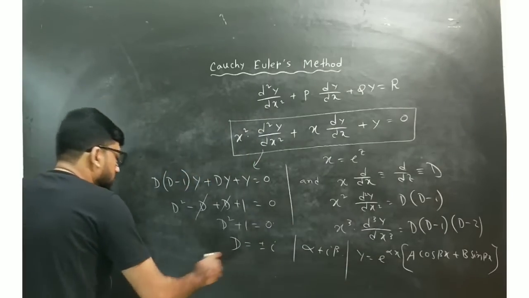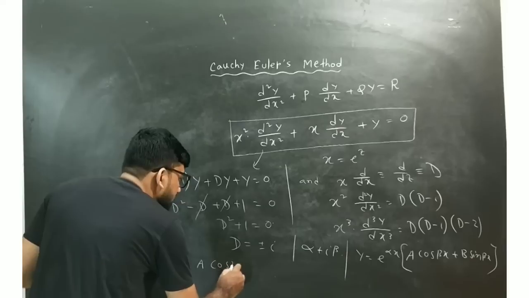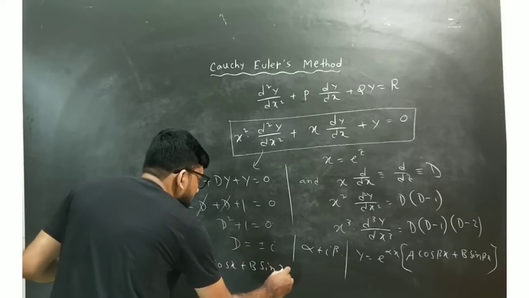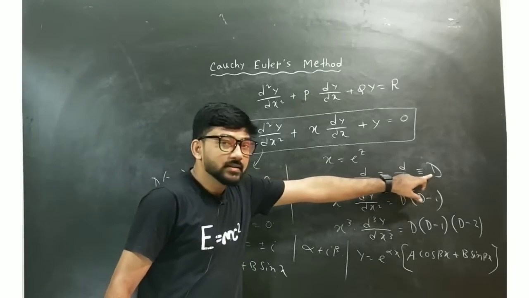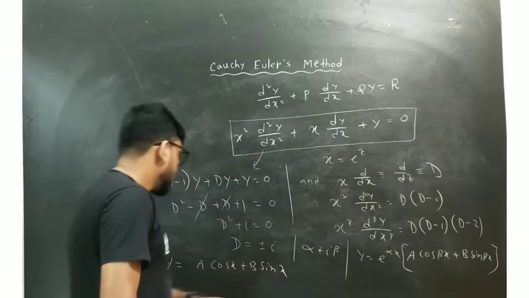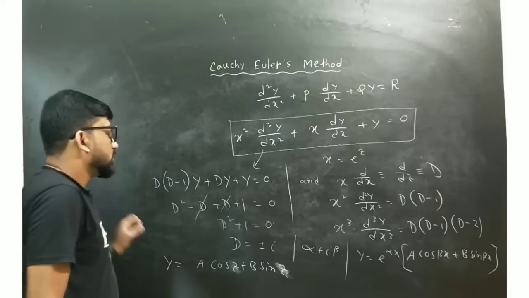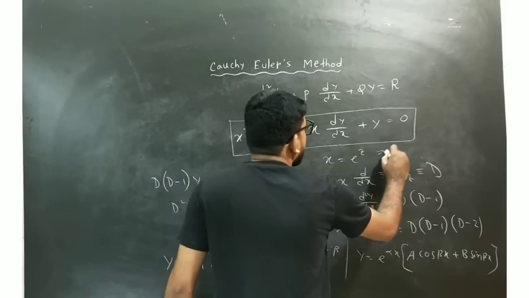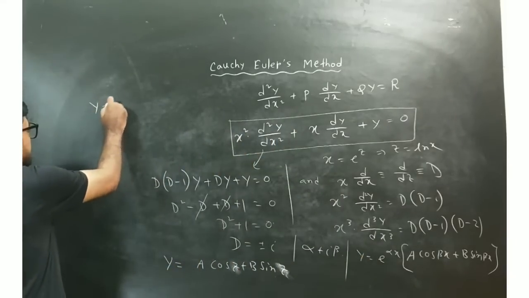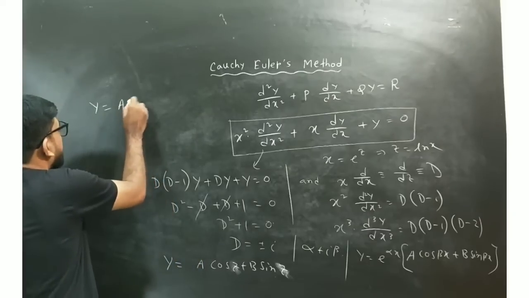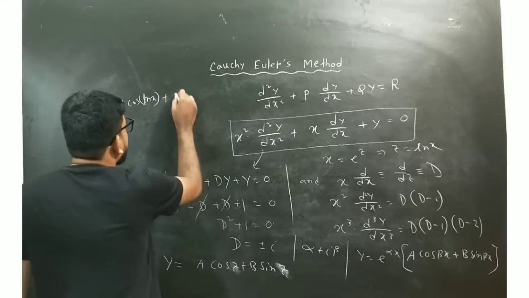So what will we have? We will have y is equal to just a cos x plus b sin x. But here the variable is z actually. When you put e to the power z, then D is written in place of d/dz. So your solution will be in terms of z, so it will be a cos z plus b sin z. Now you have to substitute z. You can see from here that z is equal to ln x. So your final solution will be y is equal to a cos(ln x) plus b sin(ln x).